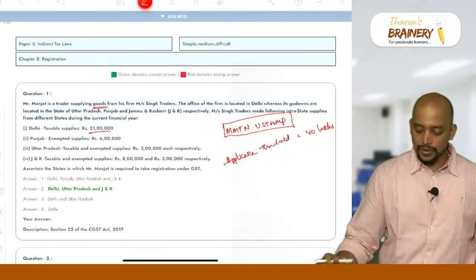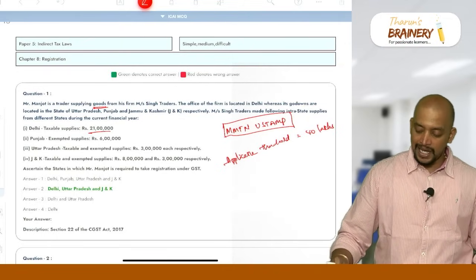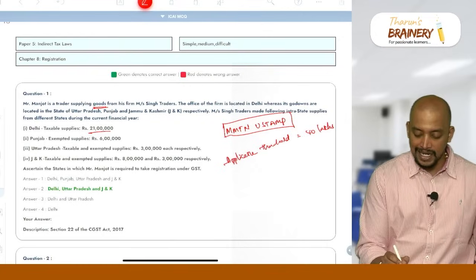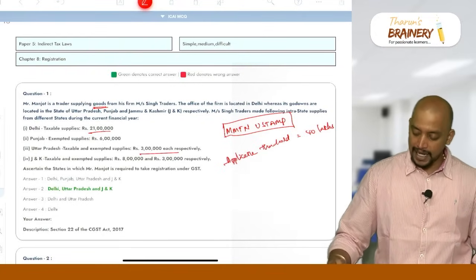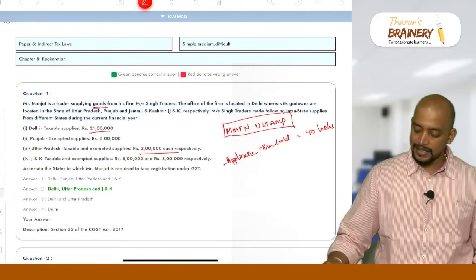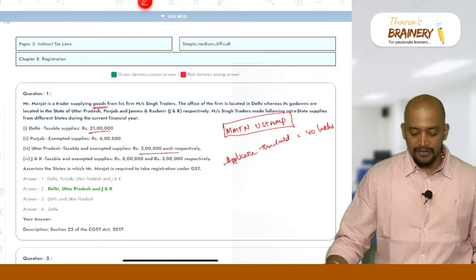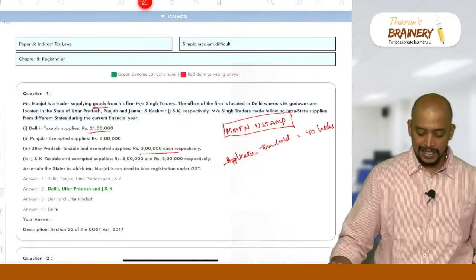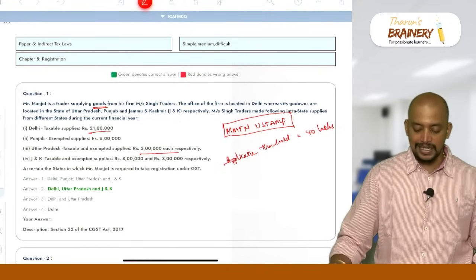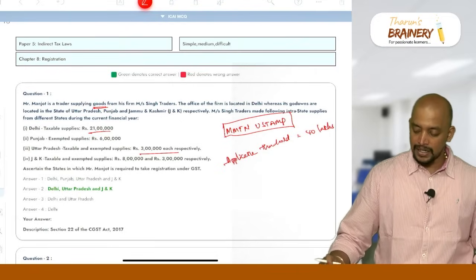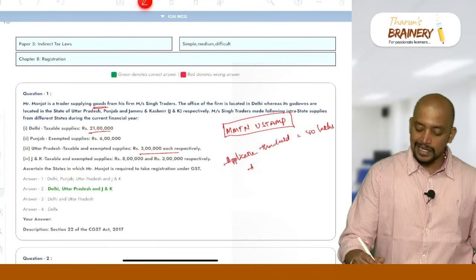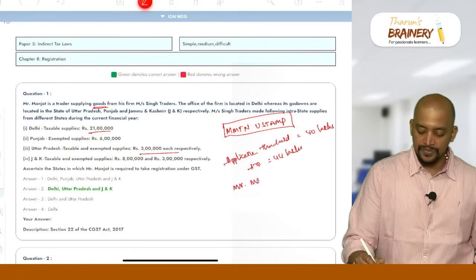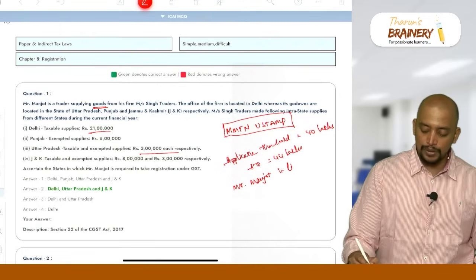Everything you take in aggregate turnover: 21 lakhs plus 6 lakhs, plus 3 lakhs taxable, plus 3 lakhs exempted, 3 lakhs each, then 8 lakhs, then 3 lakhs. So 21 plus 6 is 27, then 3 plus 3, 6, that itself is 33, plus 8 plus 3, so 44. So aggregate turnover is 44 lakhs, which is more than 40 lakhs. Therefore, Mr. Manjot is liable to register.